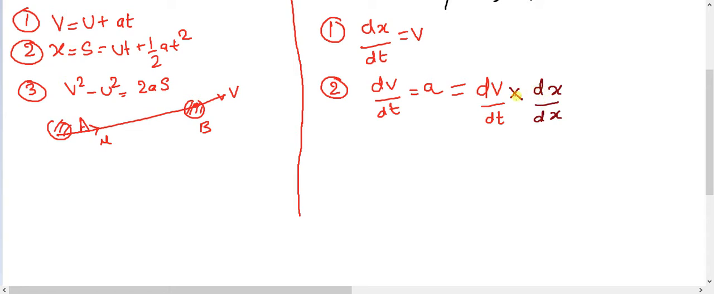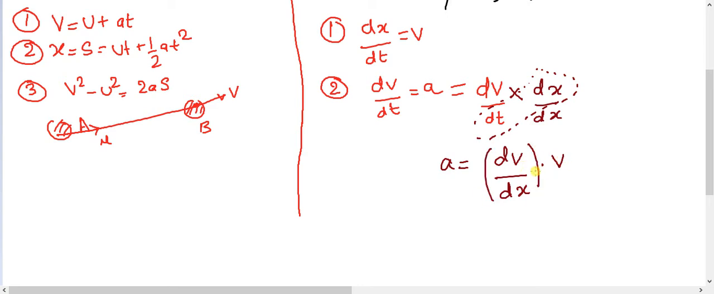Now we can say that this dx upon this dt will be what? From here we can say it's velocity. So the acceleration comes out to be dv upon dx into v. This is the final expression that you will be using. No need to learn it, because you can derive it at the same point of time.